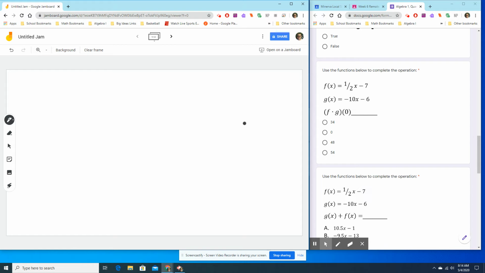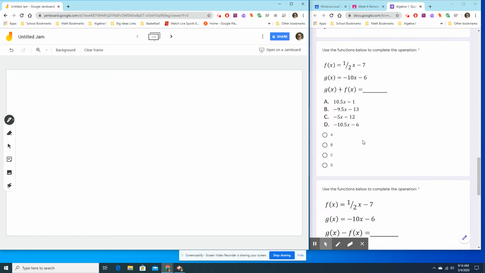Use the function to complete the operation. Yeah, I'm going to make our life easy here. Multiply these together all you want, and then multiply by 0, you're getting 0. Okay, so don't waste your time there. And we're going to add these together. Let's just stack them. I don't even know what number I'm on right now. What is that? Adding them together. Number 6. Okay. All right, so 6, we have -10 and 1/2 makes us have -9.5x, and then -13. Okay. Continuing on.